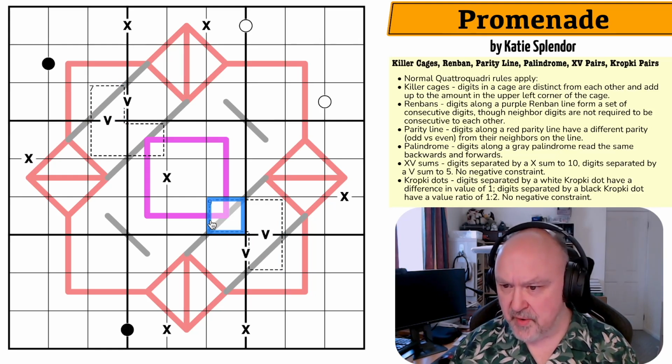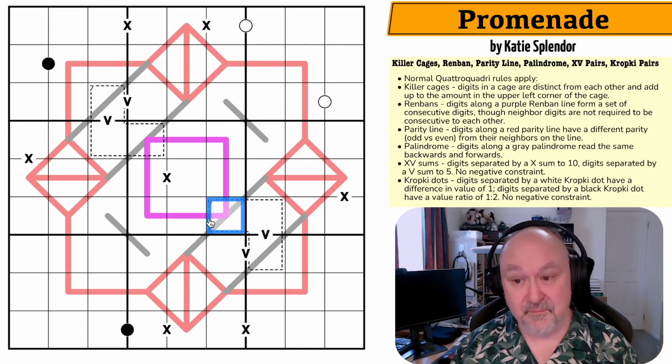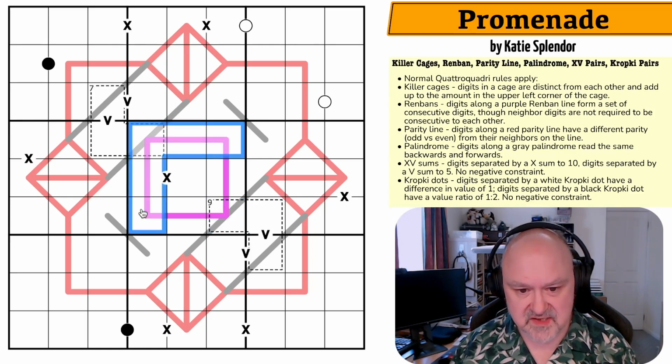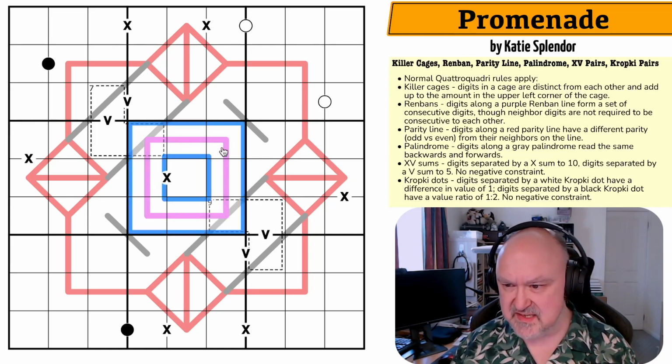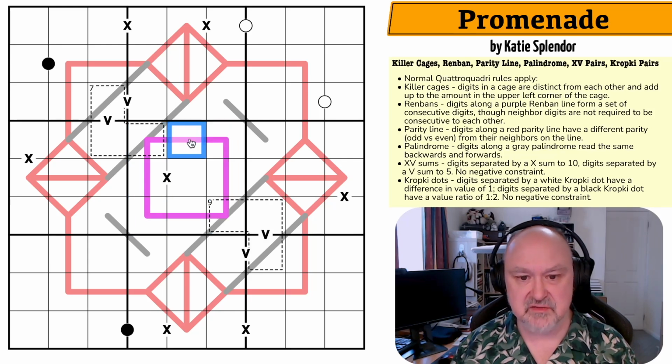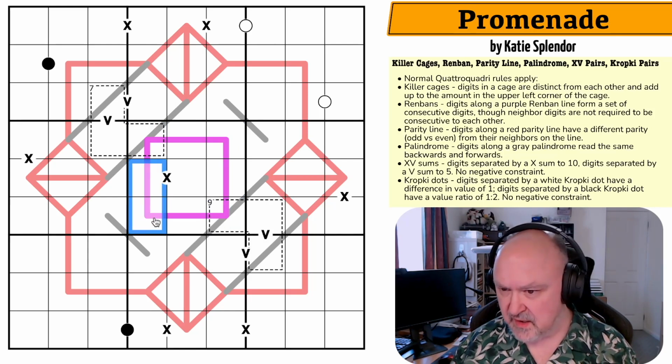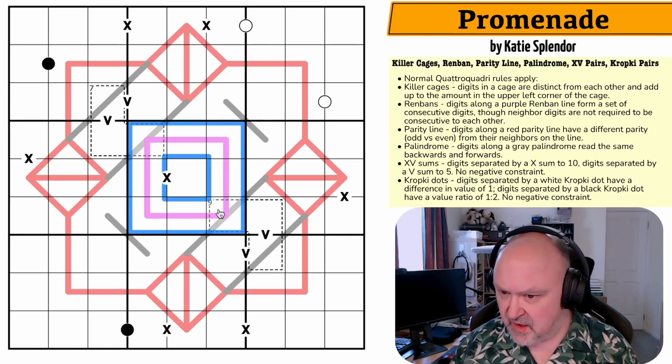Renban. Digits along a purple Renban line form a set of consecutive digits, though neighbor digits are not required to be consecutive to each other. Okay, that's another unique wording. I've never seen that one before. So along this line, this is a set of consecutive digits, though it isn't required for the digits that are connected to each other directly to be next. So it's a normal Renban line.